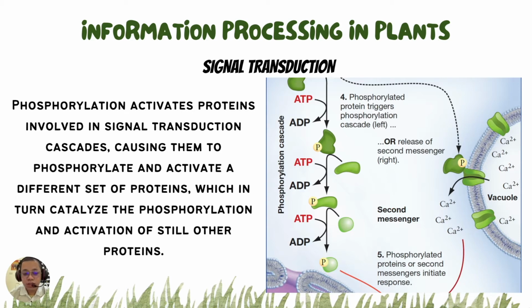The phosphorylation activates proteins involved in signal transduction cascades, causing them to phosphorylate and activate a different set of proteins, which in turn catalyze the phosphorylation and activation of still other proteins. So in phosphorylation cascade, the ATP will change into ADP, and the process will go on until it reaches a desired output. And then there is a release of second messenger. There is a release of ions. The phosphorylated proteins or second messengers initiate the response.